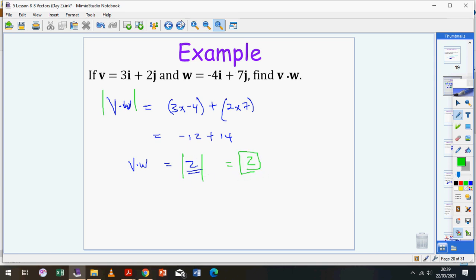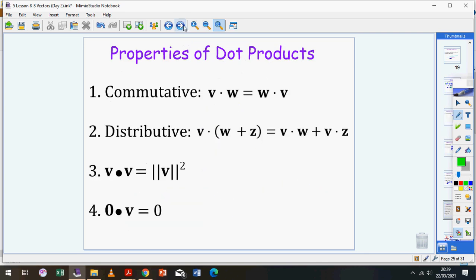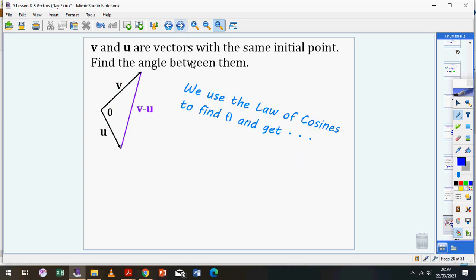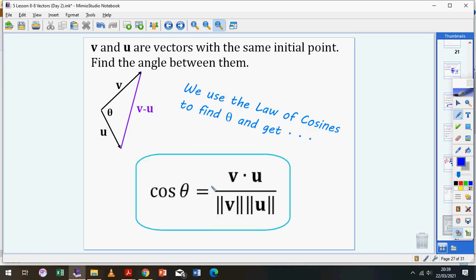So I will have v dot u is equal to magnitude of v, magnitude of u cosine theta. And if I make cosine theta the subject, cosine theta will equal v dot u divided by magnitude of u, magnitude of v. And that is the origin of the formula for finding the angle between two vectors.